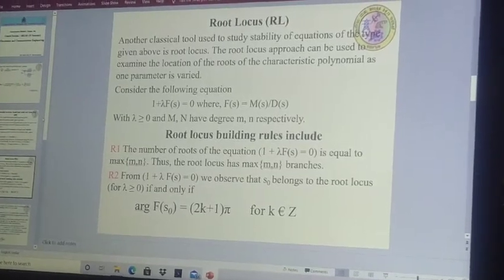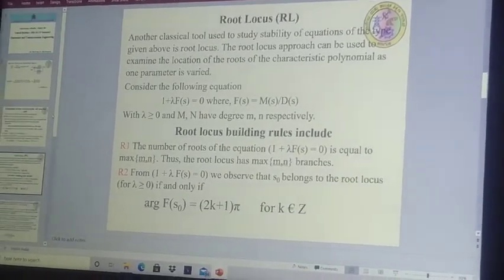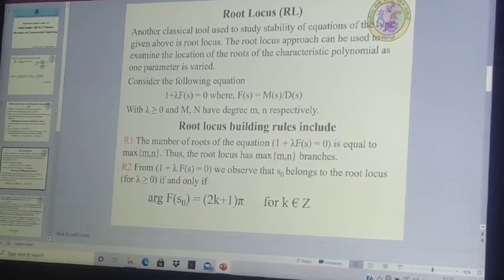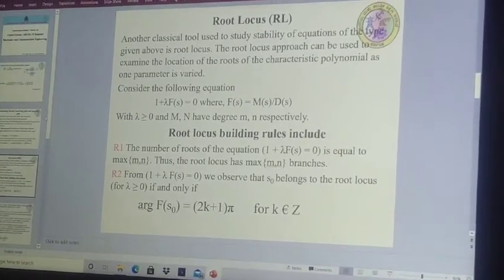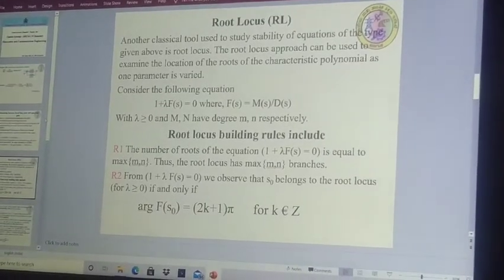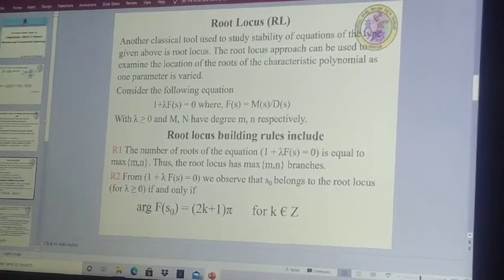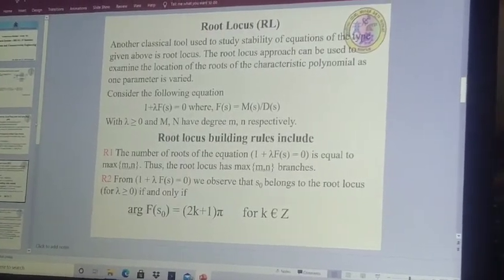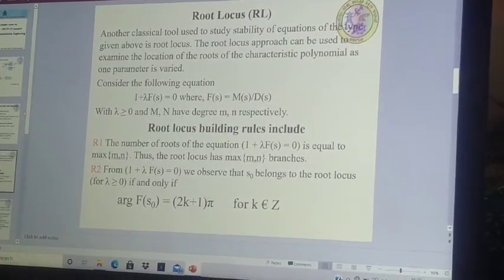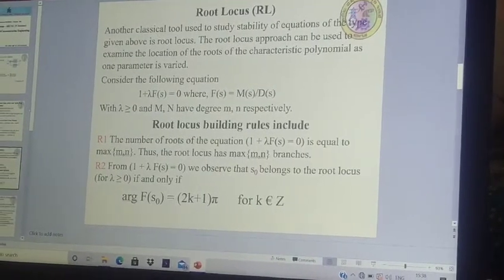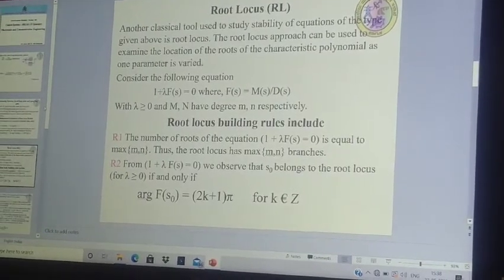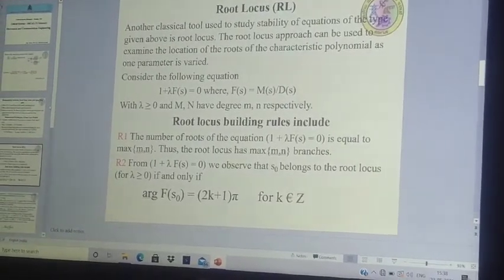So root locus. The root locus is another classical tool which is used to study the stability of a control system. The root locus approach can be used to examine the location of the roots of the characteristic polynomial as one parameter is varied. So now I am going to consider what are the root locus rules.